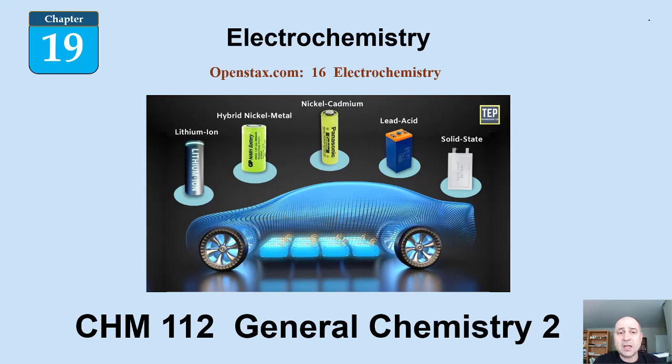We have arrived at the beginning of the last chapter, chapter 19, and then this course is done. Chapter 19 is called electrochemistry, and it deals with electron flow. Well, electron flow is connected to electrical energy, and electrical energy is extremely important, right? We run most of our appliances and things in our house with electrical energy.